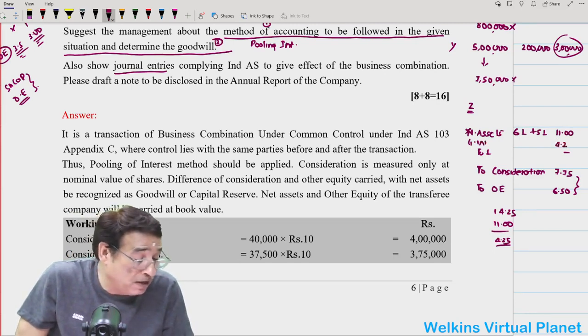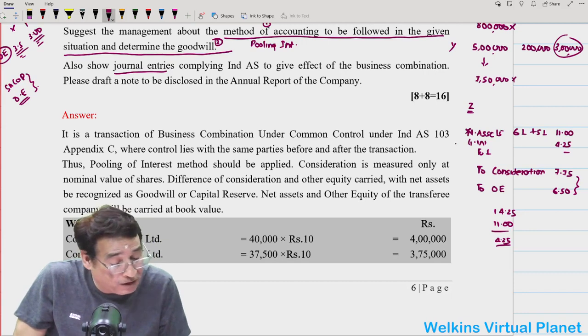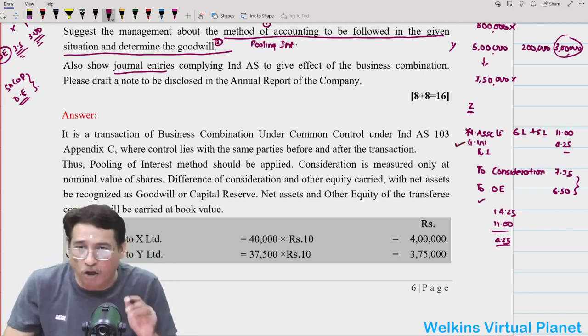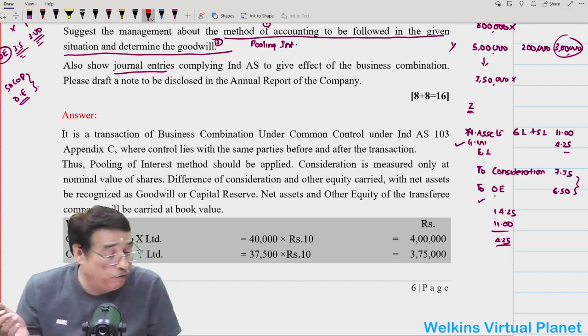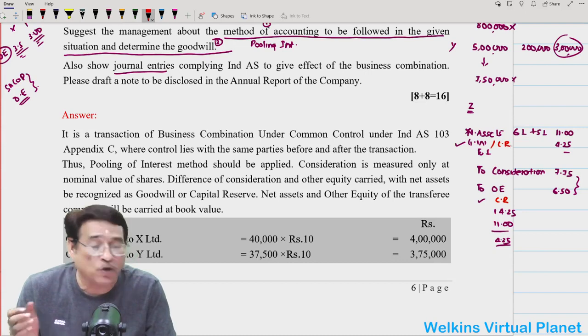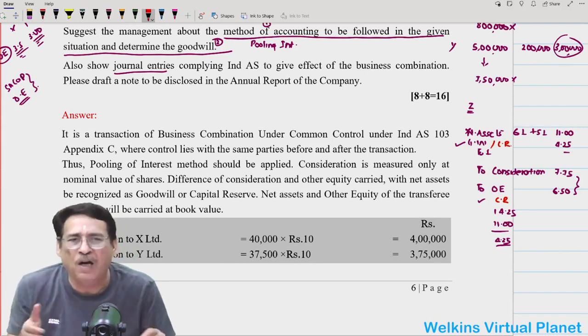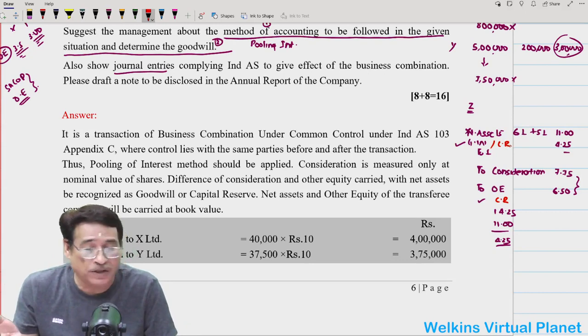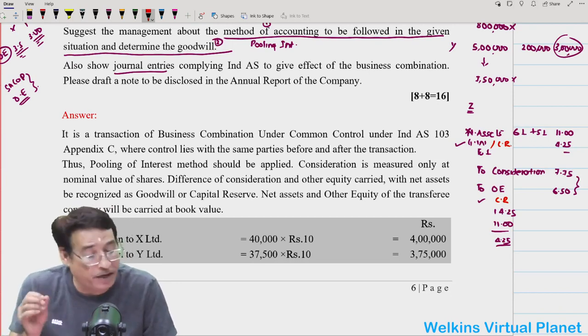Honestly speaking, whether the balance arises on the debit side or the credit side, logically, in my opinion, we should write only capital reserve. We should not write goodwill. However, that's a different matter. A negative capital reserve also means goodwill. But logically, we should refrain from writing the word goodwill.